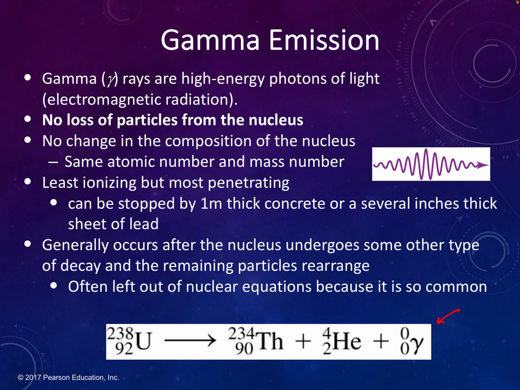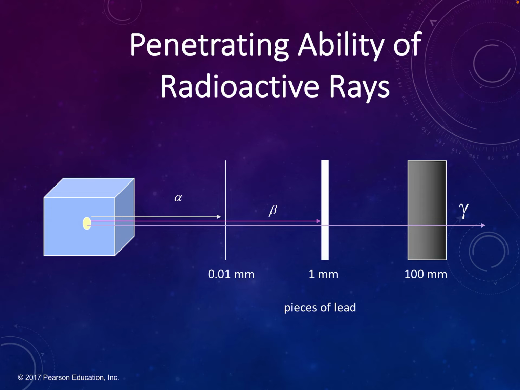Okay, so when this reaction occurs, it also releases energy in the form of gamma radiation, but a lot of times we'll just leave it out of nuclear equations because it's really common. Most times when something undergoes decay, it's also going to release some gamma emission. So a lot of times we'll leave it off just to make our lives easier and shorter, because it's assumed that it's also going to give off some electromagnetic radiation.